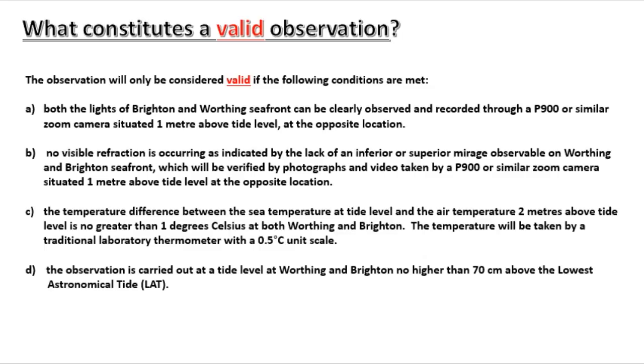C. The temperature difference between the sea temperature at tide level and the air temperature 2 meters above tide level is no greater than 1 degree Celsius at both Worthing and Brighton. The temperature will be taken by a traditional laboratory thermometer with a 0.5 degree Celsius unit scale. D. The observation is carried out at a tide level at Worthing and Brighton no higher than 70 centimeters above the lowest astronomical tide, or LAT.